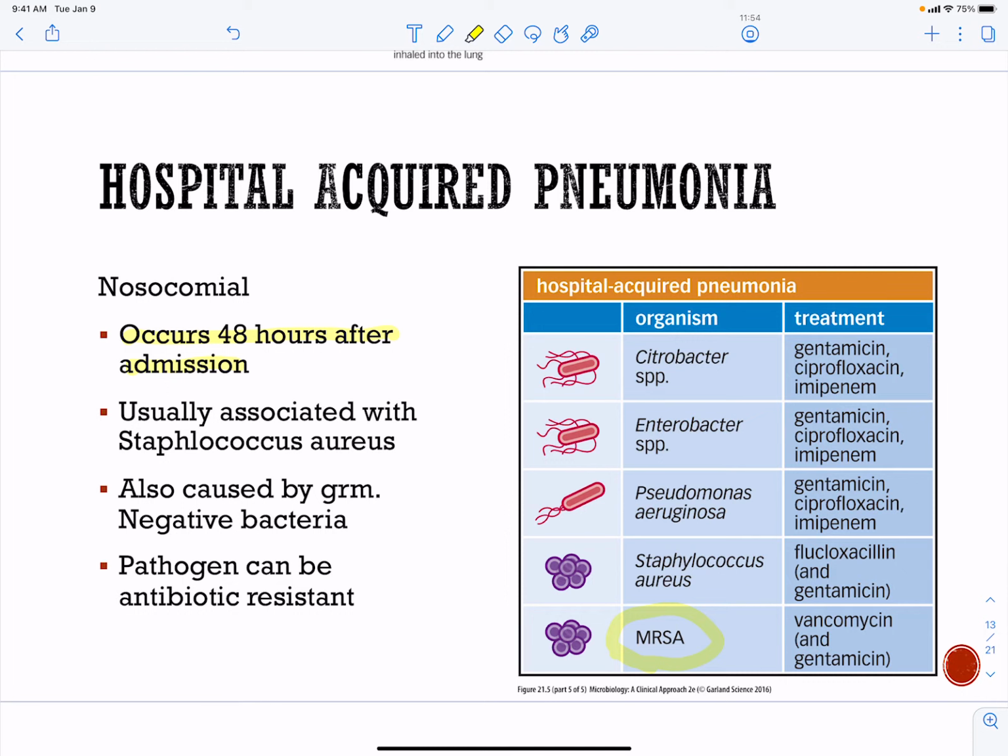We have Pseudomonas aeruginosa, which can cause hospital-acquired pneumonia. Our Enterobacteriaceae, so that's our E. coli-like bacteria. And we have Citrobacter that also can cause our hospital-acquired pneumonia.